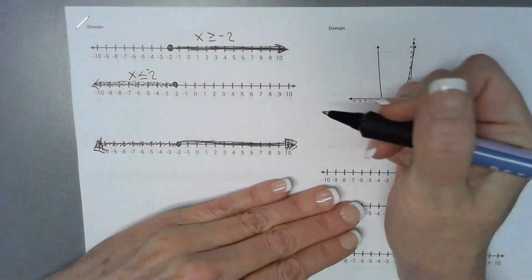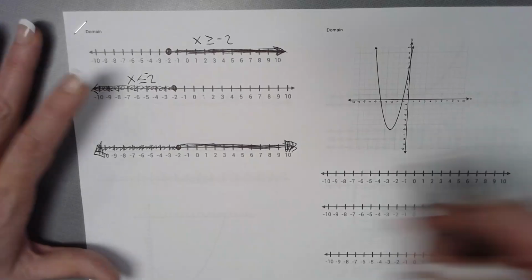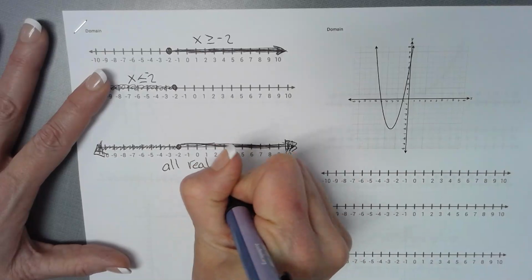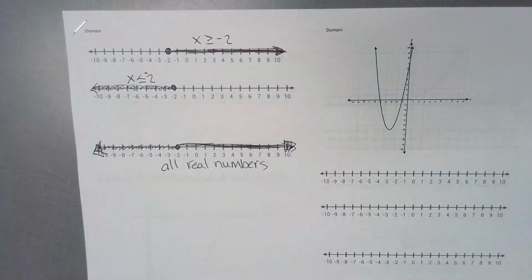Y'all, when every number on the number line is included, there's a mathematical way of saying that. It's all real numbers. There's a mathematical way of saying that when all the numbers are included on a number line. Okay? So I just wanted you to see that, because now I'm going to see if I can help you relate a domain. Okay?